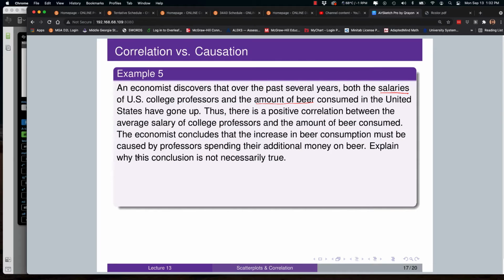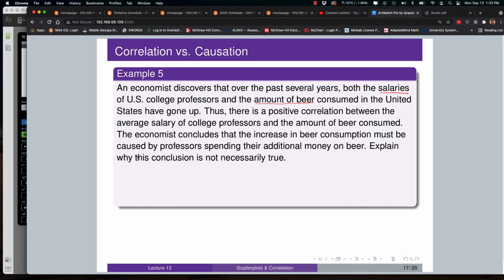Yes. We could calculate the correlation coefficient between the salaries and the amount of beer, and if those things have gone up over time and show a positive linear trend, we're going to get a positive correlation. Okay. But can he assume, because the professors' salaries went up, that the amount of beer consumed in the entire United States has gone up as well? That professor salaries rising actually causes that? The truth is no, because there's a lot of other factors in there.